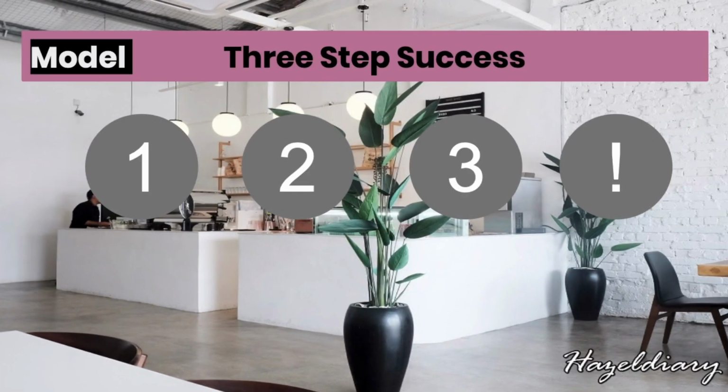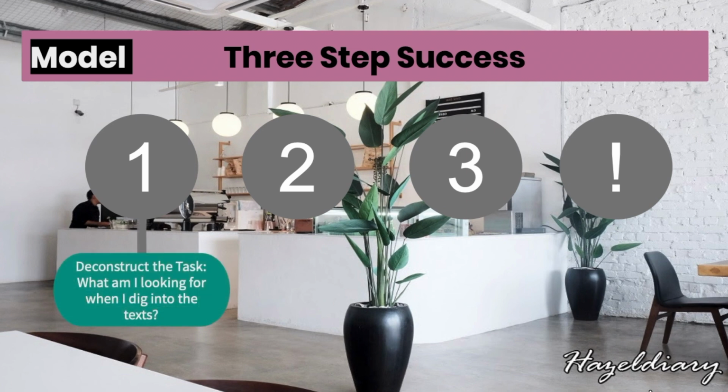Today I'm going to model for you 3 steps to success when you are comparing or contrasting 2 articles. The first step asks you to deconstruct the task. This is a really fancy way of saying that the articles or your teacher is going to give you an objective, something that you need to look for when you're reading any text. Your job is to really understand what it is you're looking for. So, ask yourself this simple question whenever you have 2 texts in front of you. What am I looking for when I dig into these texts?